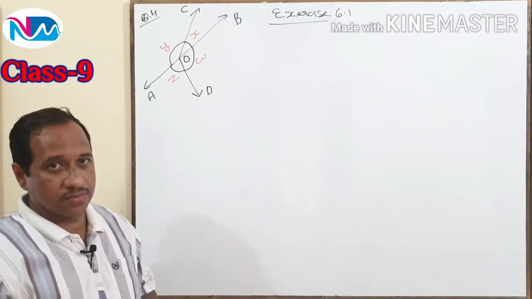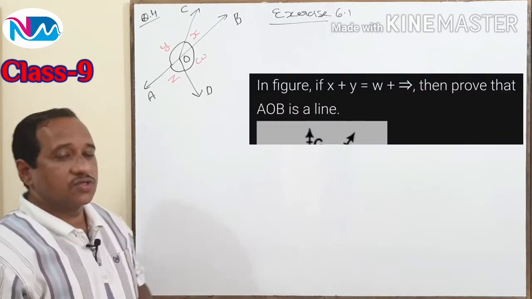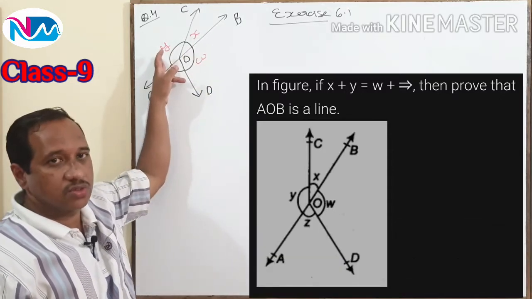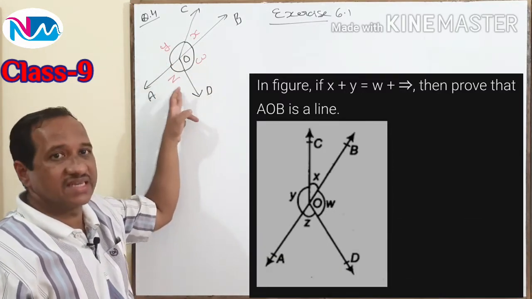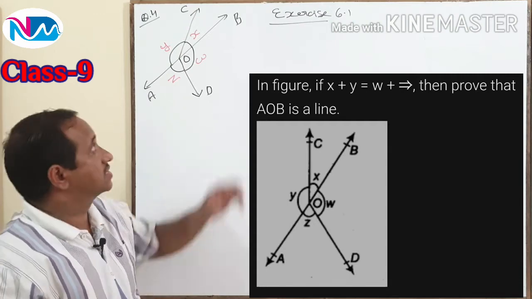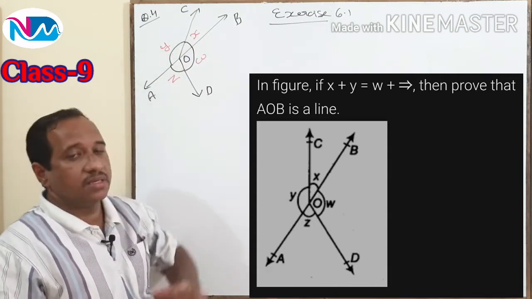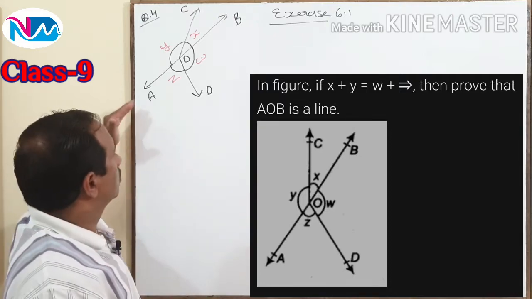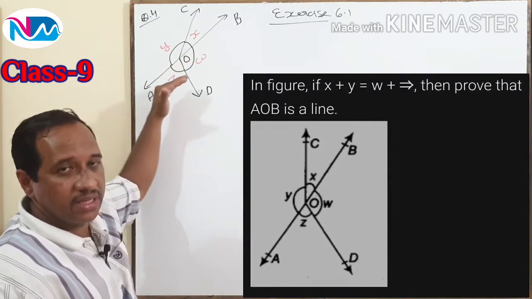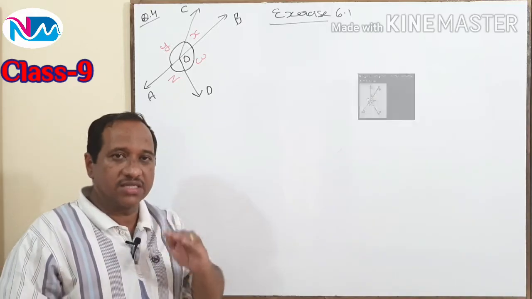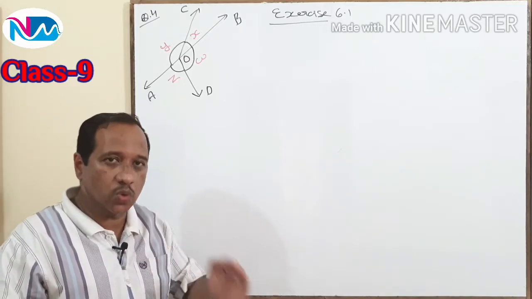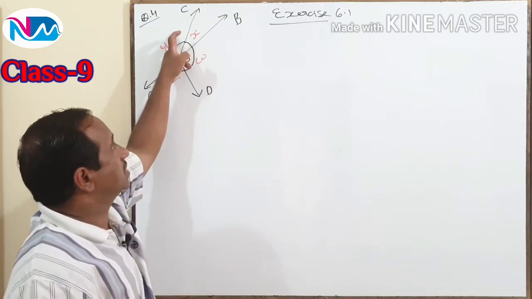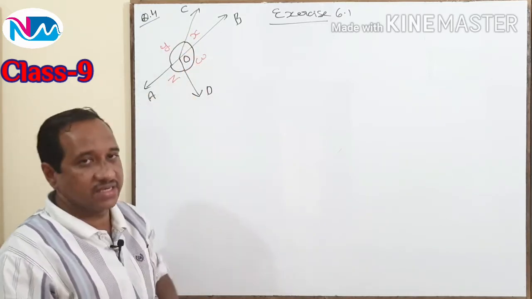Question number 4. It is given that in the figure, if x plus y is equal to w plus z, then prove that AOB is a straight line. In the figure, it is looking that AOB is a straight line, but it is not a straight line. We have to prove that it is a straight line if x plus y is equal to w plus z.